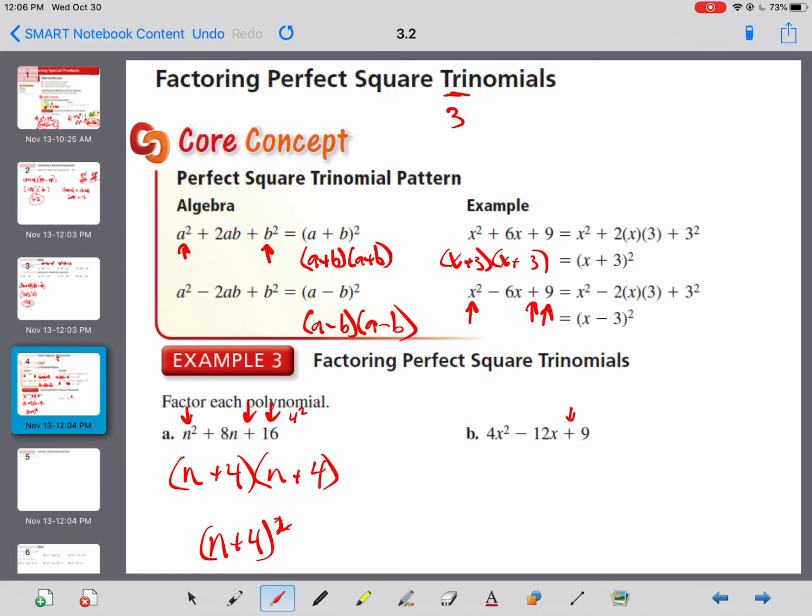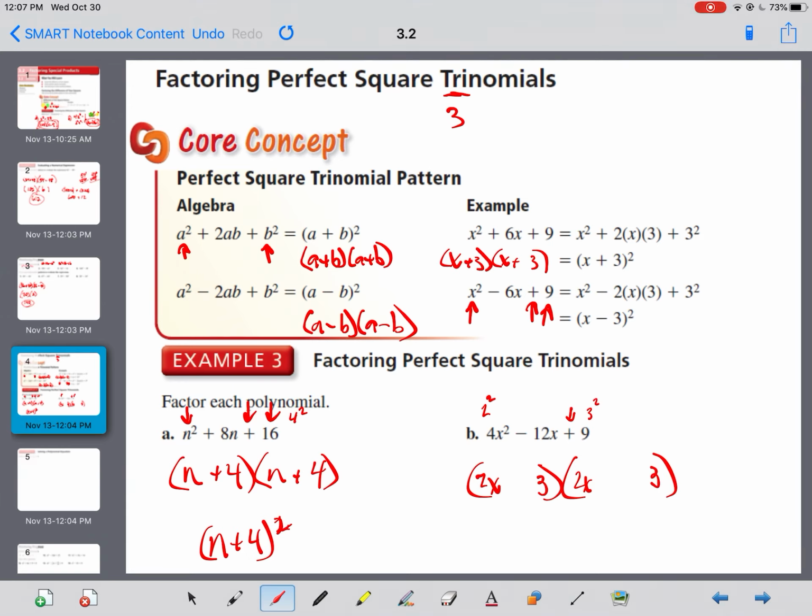On B, I'm looking at the back. It's a plus. I've got 3 parts. Okay, is the front a square? Well, yes, this could be 2x squared. And this could be 3 squared. So I write down my parentheses. I'm going to hope that they end up doing the 12. So I'm going to write a 2x and a 2x. I'm going to write a 3 and a 3.